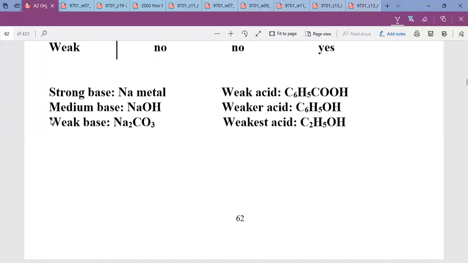Okay, so you need to know the trend of the basic character of these three substances. First, they will ask you, sodium, sodium hydroxide, and sodium carbonate, these are all bases, and the strength of the base is according to here. So as you go up here, you increase in strength of basicity, all right?